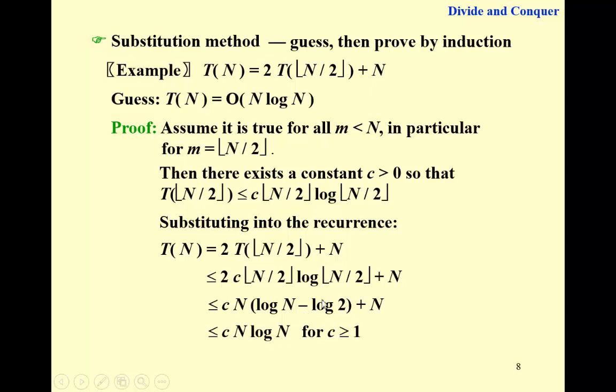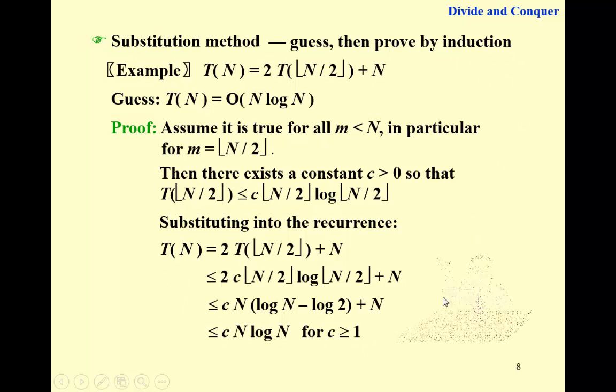If we assume that this is log with base 2, then here we have 1, right? So it's minus cn plus n. If this constant c is greater than or equal to 1, then minus cn plus n is going to be a negative number, or at least a non-positive number, right? So it's safe to say it's bounded above by this constant times n log n. So this inequality is not only true for all the m that is strictly less than n, but is also true for n itself, and that completes the induction.